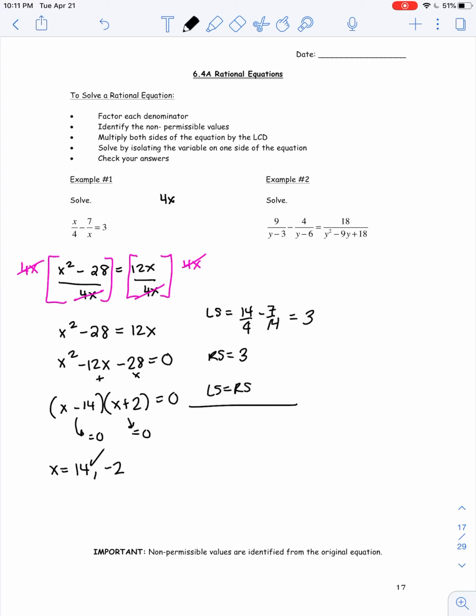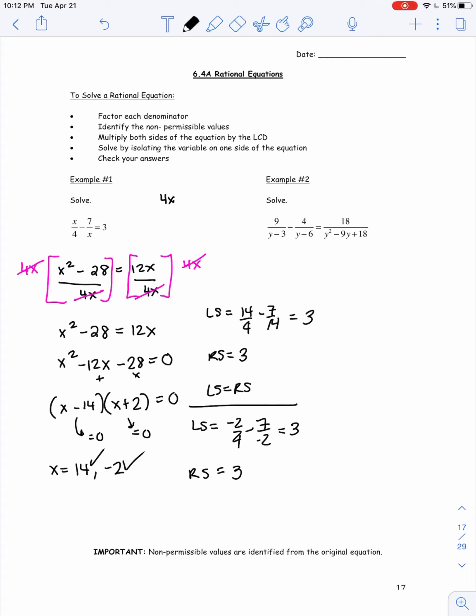Then you're going to repeat the same step with the left side being negative 2 over 4 minus 7 over negative 2. Again, our question is, is it equal to 3? In your calculators, you're putting negative 2 divided by 4, subtract 7 divided by negative 2, and you'll see that it is also equal to 3, so these are both solutions.